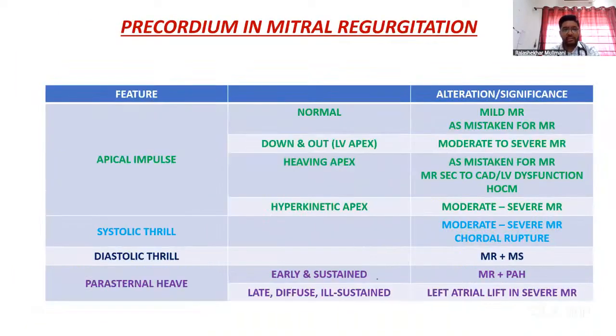In mitral regurgitation, similarly, in a mild mitral regurgitation, your apical impulse can be normal. But sometimes an aortic stenosis can be mistaken for a mitral regurgitation. It is very common, and we are going to discuss why it happens. The apical impulse is usually down and out. In an isolated mitral regurgitation, it is down and out and it should be hyperkinetic or hyperdynamic. And if it is there, then it gives a good prognosis for the repair.